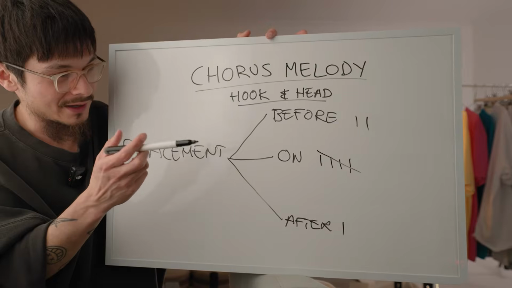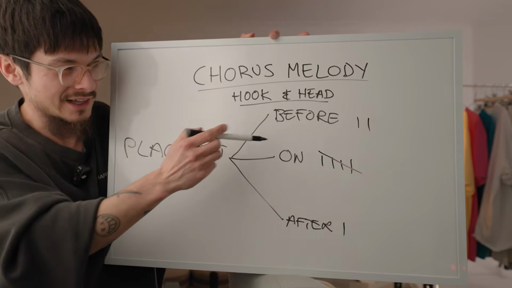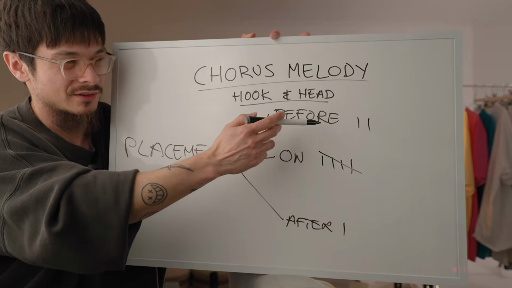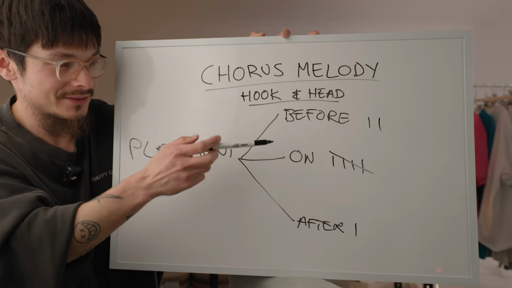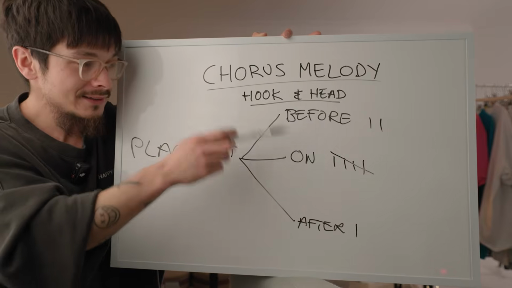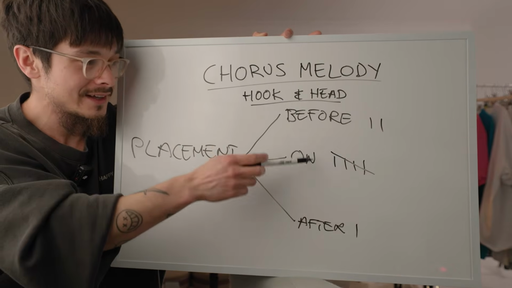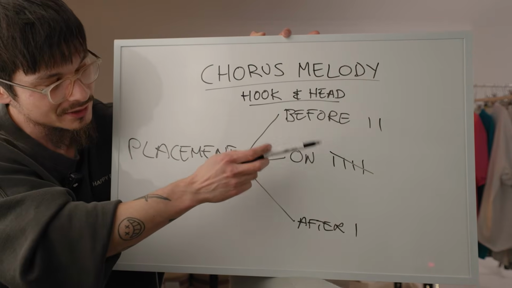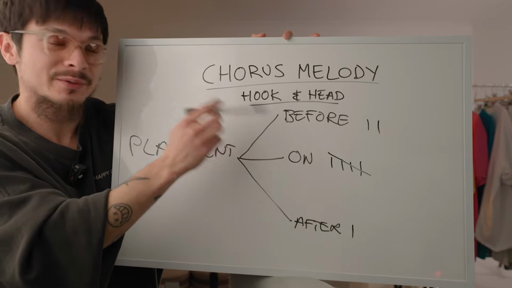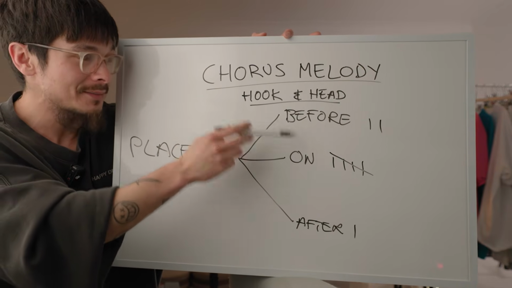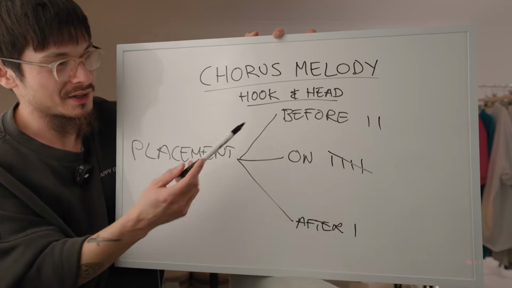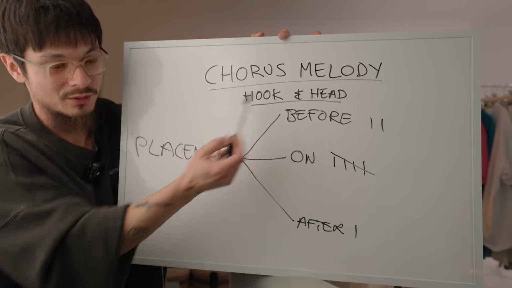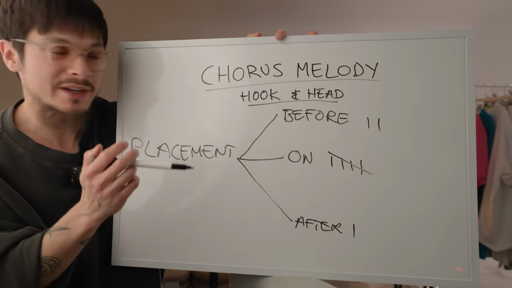Can't Stop the Feeling by Justin Timberlake. The head lands on the 1, and the hook lands before the 1. So the head is 1, 2, 3, 4. Just dance, dance, dance, come on. Whereas the hook is 1, 2, 3. I can't stop the feeling. So I guess that song could be in both, depending on which area you're looking at, the hook or the head.